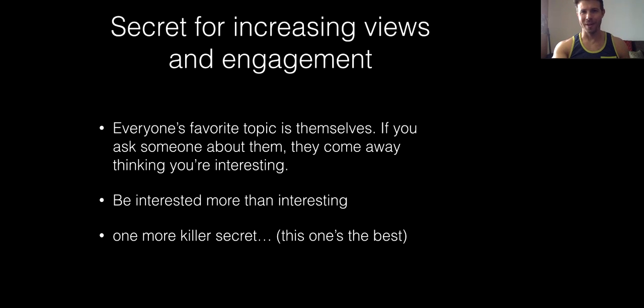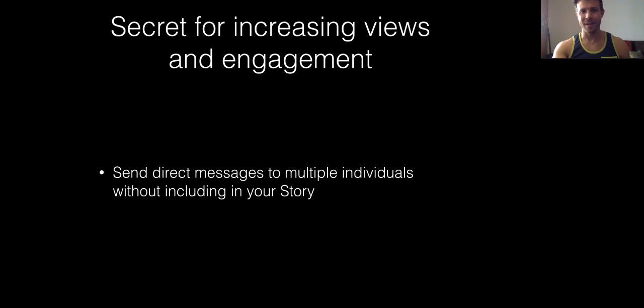And I'm going to give you one more bonus, and this is actually the best killer secret of how to increase views on your story and engagement. Here it is. Send direct messages to multiple individuals without including that content in your story. So if you say good morning, snap a picture of yourself and write good morning, then instead of adding it to your story, go to your alphabet list and send it to all of the people whose accounts begin with A. And then later in the day, you can say, hope you had a great day, and send it to all the B's in your address list, and just work your way through the alphabet.